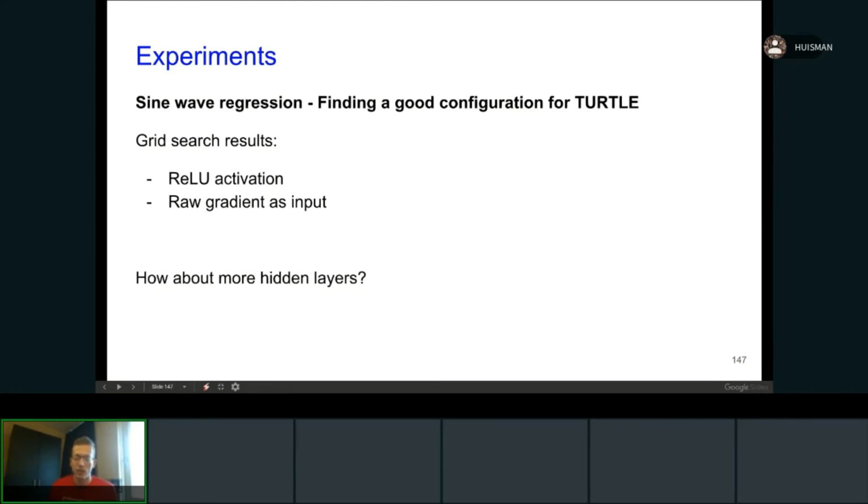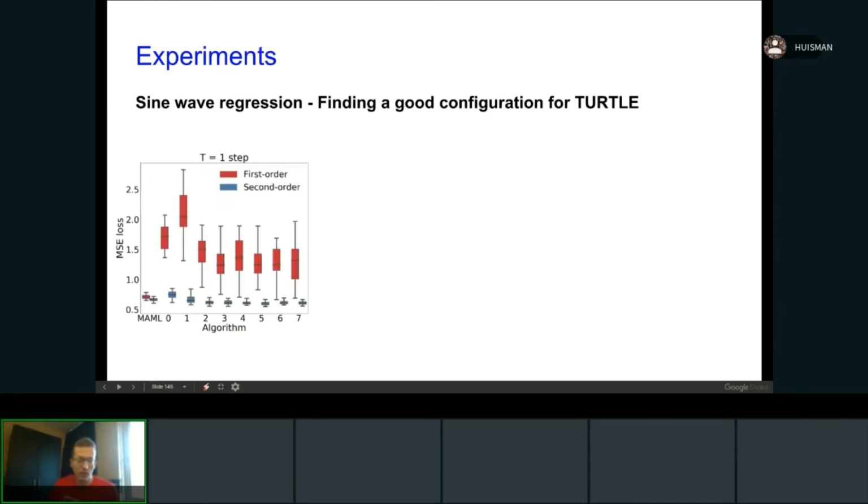And what about the order of information? Does it really matter whether you make this first order approximation or whether you use the full second order gradients? So here are the results. This is if we make one update step per task. On the y-axis we have the mean squared error loss, and on the x-axis we have the algorithm: either MAML or Turtle with different numbers of hidden layers in this meta network.